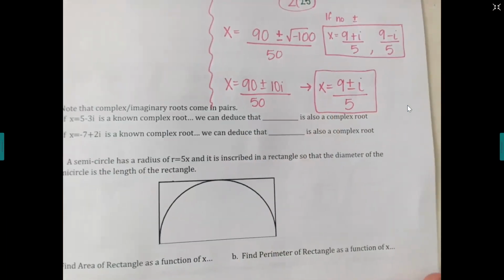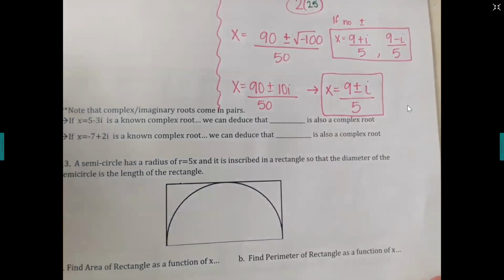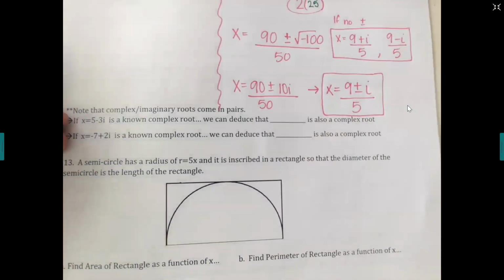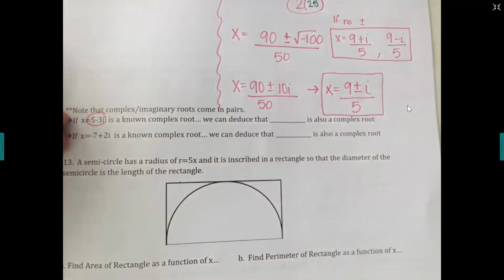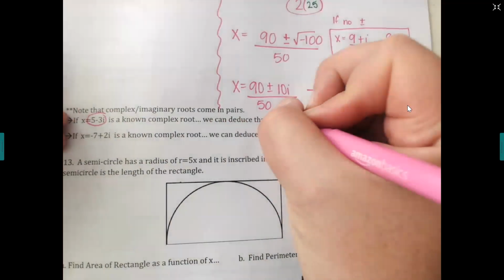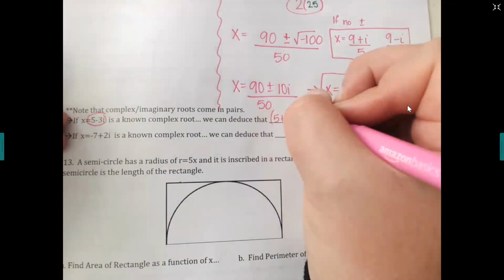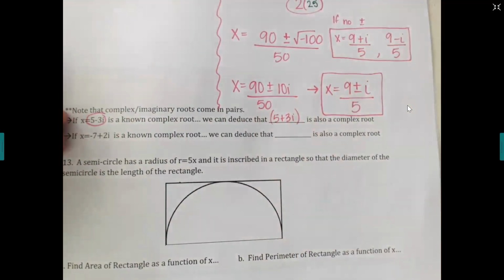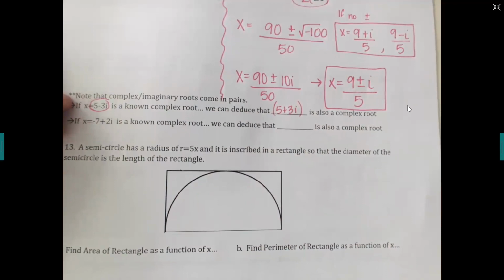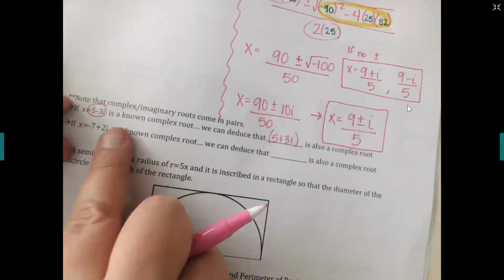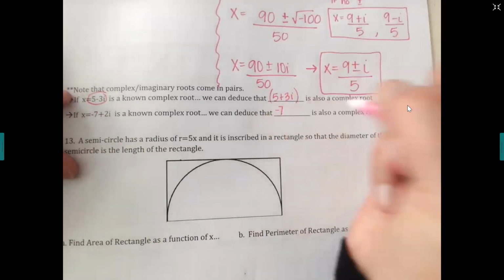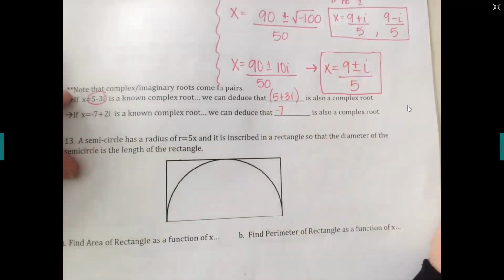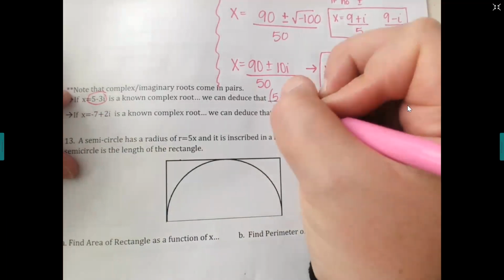All right. Then these questions right here, plus and minus go together. So if you know 5 minus 3i is a root, what would the other half of that root be? 5 plus 3i. Okay, remember, they're always going to come in plus minus partners. So if 5 minus 3i is a partner, the other partner would be 5 plus 3i. If it's a -7 plus 2i, what would the other partner be? -7 minus 2i. Remember, the plus minus should be in the middle.